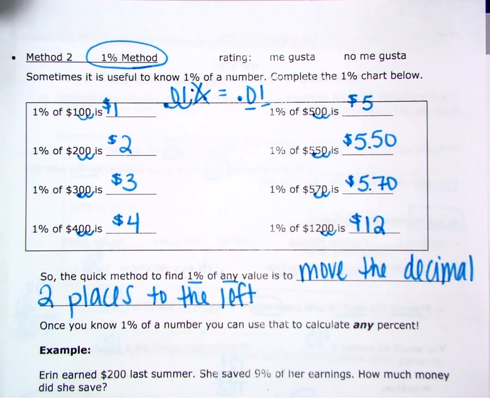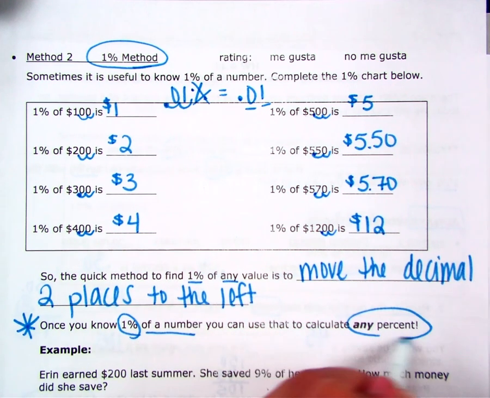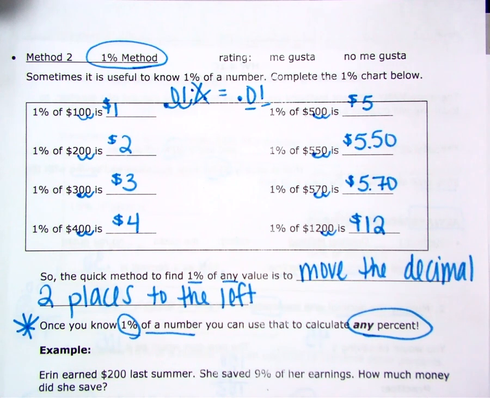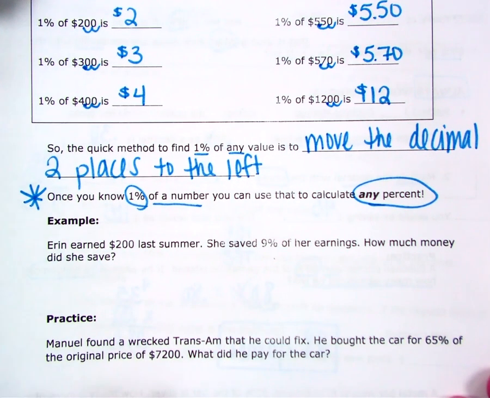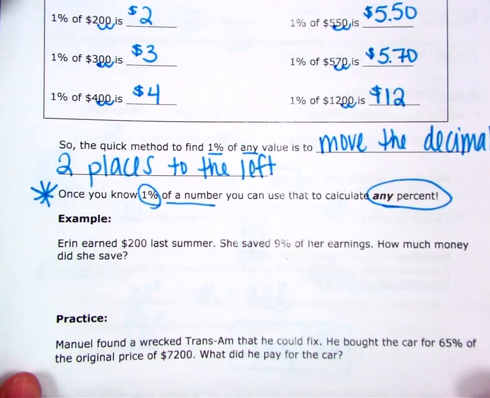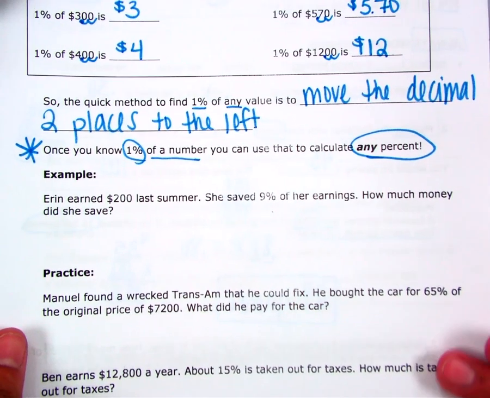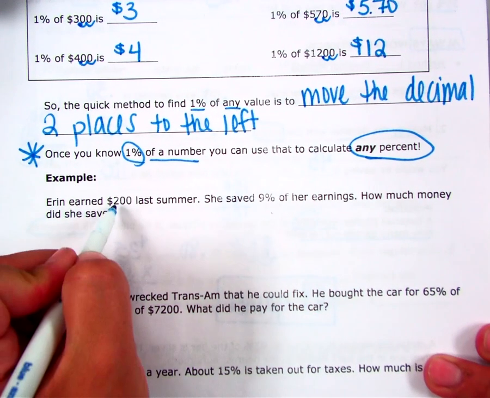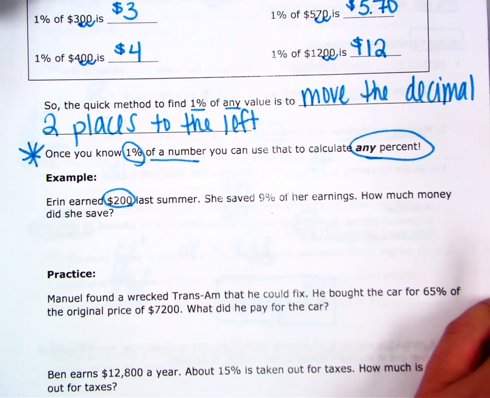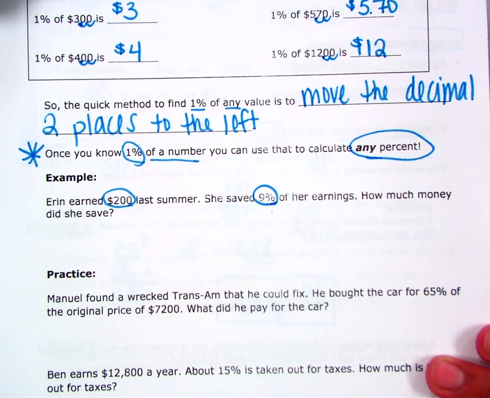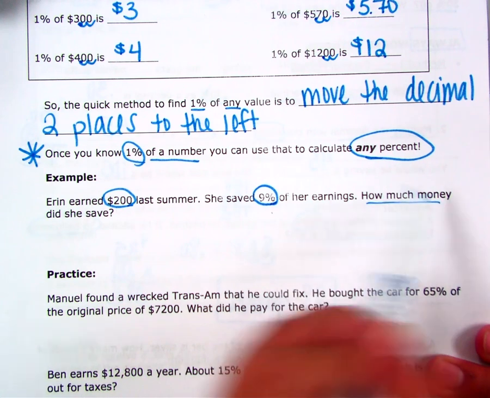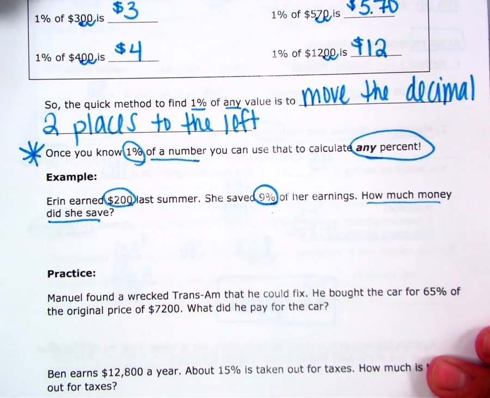And that's all you need to do to know 1% of a number. Now, why would that be helpful to me? Well, once you know 1% of a number, you can use that to calculate any percentage. And so I'm going to show you what I mean by that. If I can figure out 1% of something, then I can answer pretty much any other percentage for that amount. So here it says Erin earned $200 last summer. She saved 9% of what she earned. We want to know how much money did she save then?